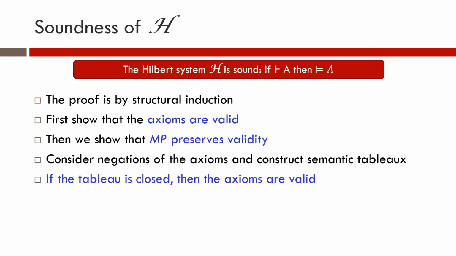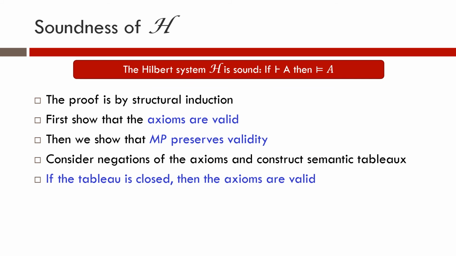We need to prove the soundness of the Hilbert system. The Hilbert system H is sound if provable A, then A is valid. If A is provable, then A should be valid. And this proof is done by using structural induction. First we need to prove that the axioms are valid, and then we need to show that modus ponens preserves the validity. To prove that the axioms are valid, we consider the negations of the axioms and we construct the semantic tableau.